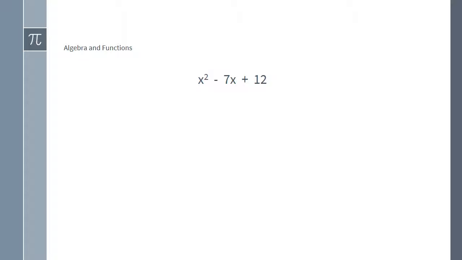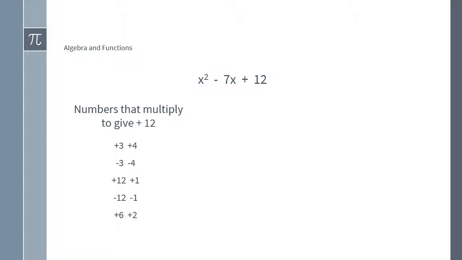because if we now got x squared minus 7x plus 12 and we want to factorise it, we want to put it into brackets, we can use the fact we have just learnt. We need numbers that multiply to give the number at the end, plus 12. So that's either 3 and 4, or minus 3 and minus 4, or 12 and 1, or minus 12 and minus 1, or 6 and 2, or minus 6 and minus 2. Those are all the different pairs of numbers that multiply to give plus 12.